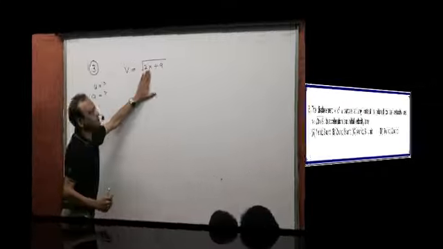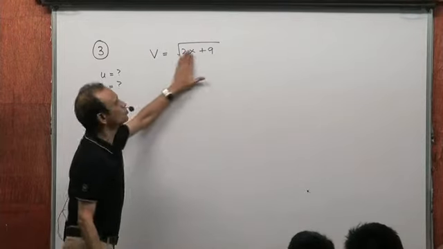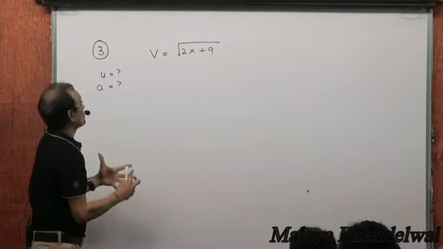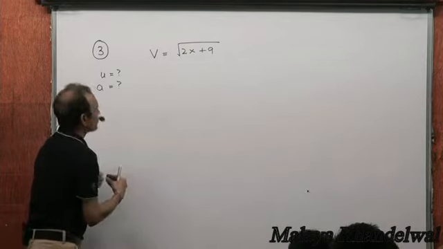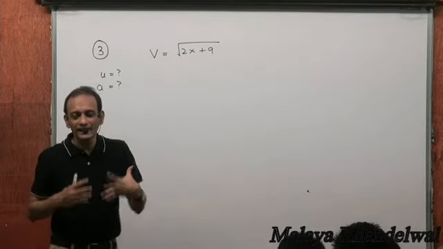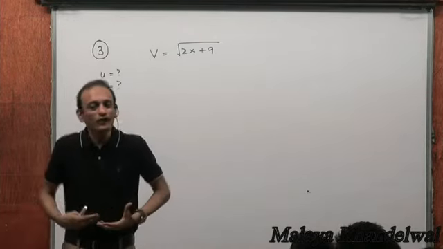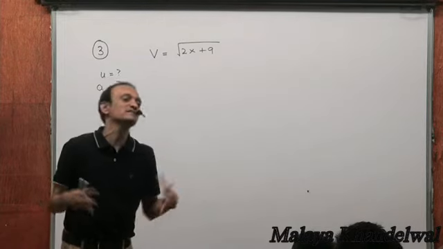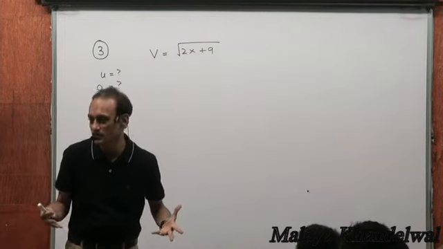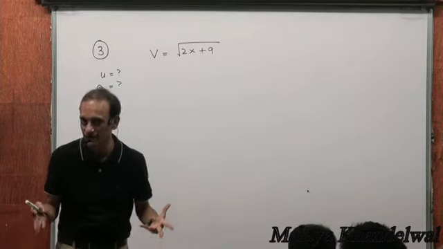The velocity as a function of displacement x is given as root of 2x plus 9. I want to find what the acceleration of the particle is and what its initial velocity is. See, again, there is nothing like an initial velocity. What they mean here is velocity when x is 0. That's what they mean by an initial velocity.